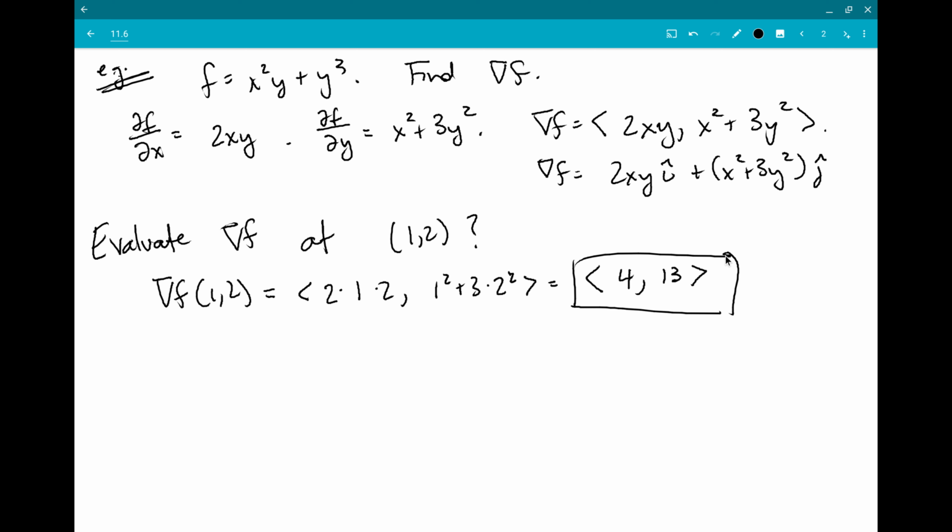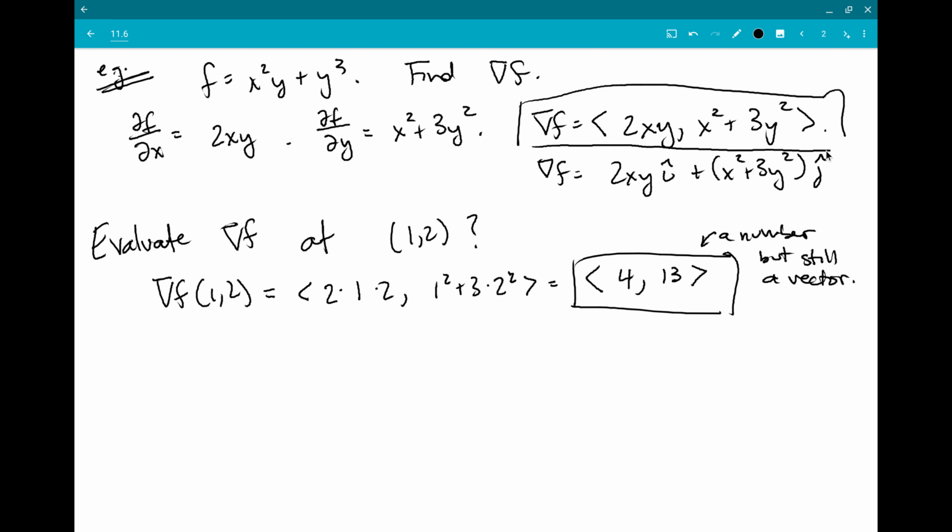So that's the gradient at a point. It's a number, but still a vector. If somebody tells you to find a gradient and you end up with not a vector, something went wrong. And this up here was my gradient in general. So a function and a vector.